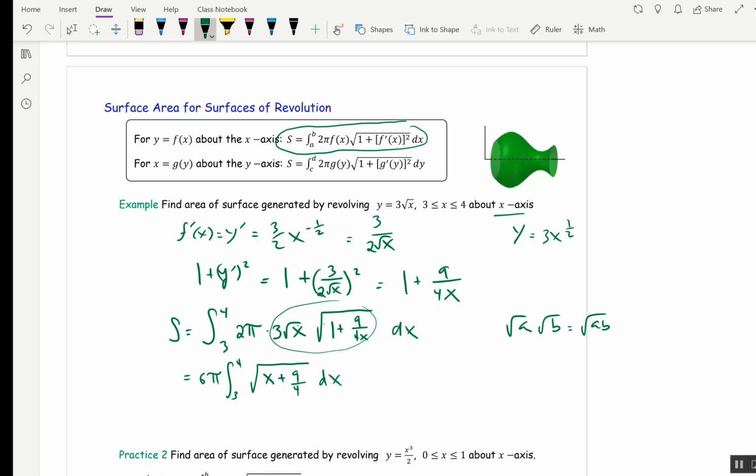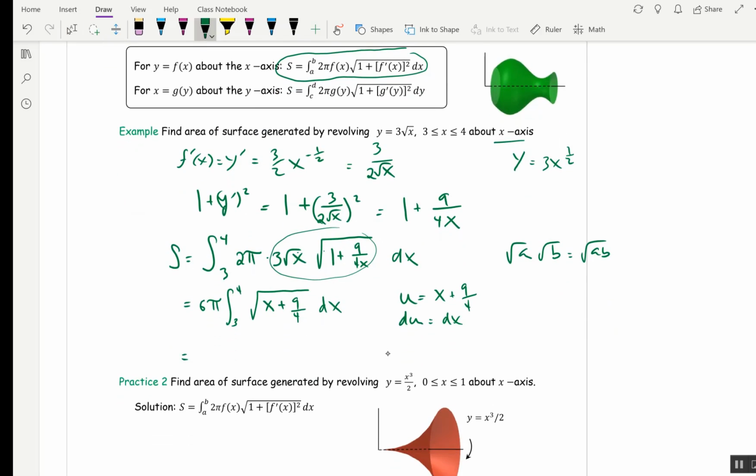And I'll do a u sub. I'm going to let u equal x plus 9 over 4. du is dx. Perfect. So this will become 6 pi integral. We'll change our limits in a minute, of u to the 1/2 du.